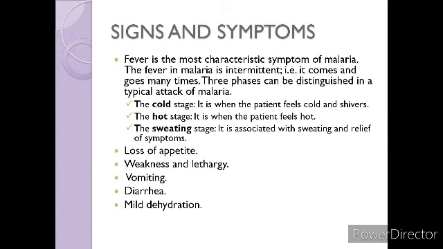Signs and symptoms of malaria, the first sign is fever. And this fever is the most characteristic symptom of malaria. The fever in malaria is intermittent, i.e. it comes and goes many times. So this fever is divided into 3 phases. We have the cold stage. It is when the patient feels cold and shivers. The hot stage. It is when the patient feels hot. Then the sweating stage. It is associated with sweating and relief of symptoms.